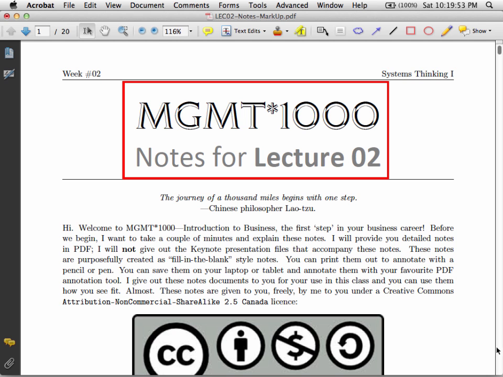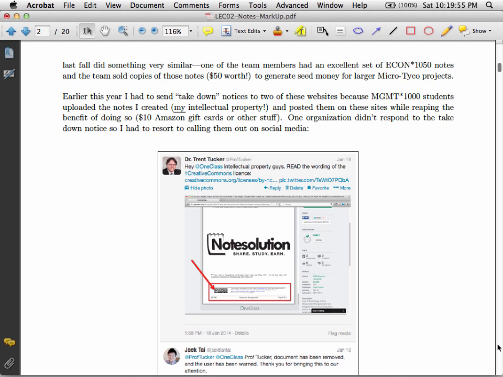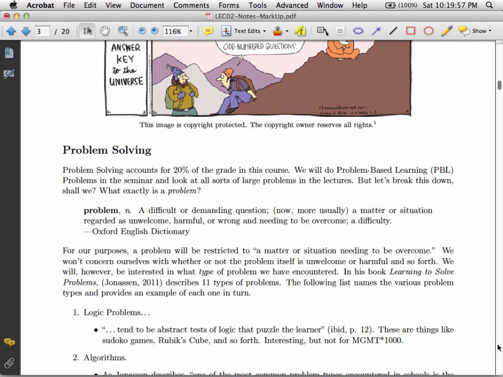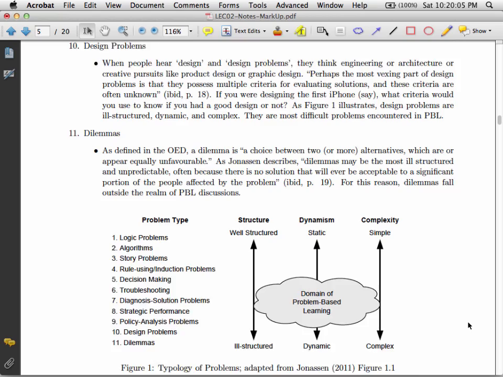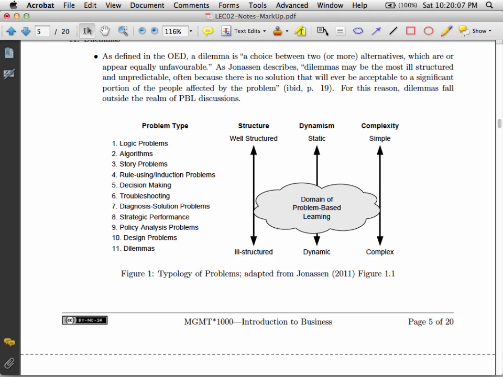So the lecture started off with a talk about intellectual property. You can read all that. We talked about problem solving and that there's a typology of problems. I go from simple logic problems, story problems, which are interesting but not overly complex. And we're interested in this domain of problem-based learning down here, where we're looking at ill-structured problems, dynamic meaning they change over time, and fairly complex.